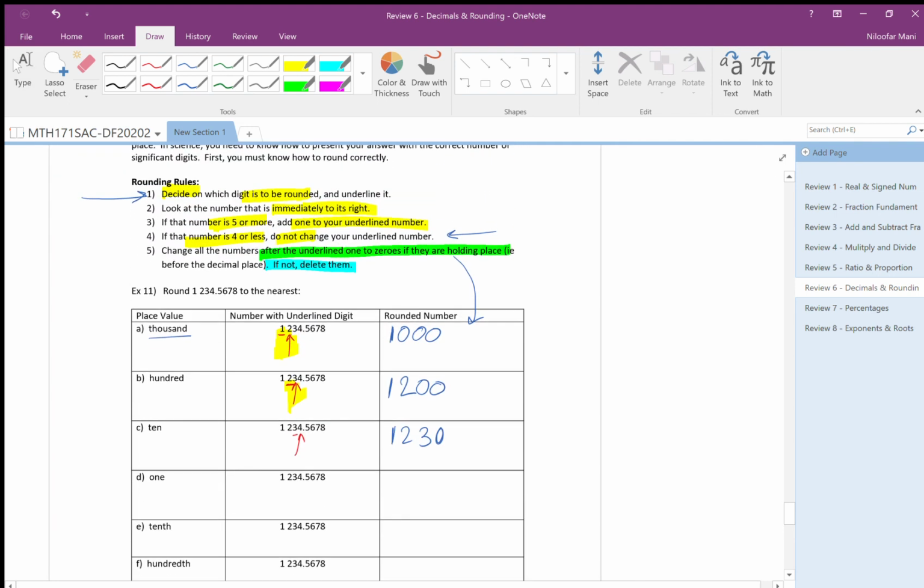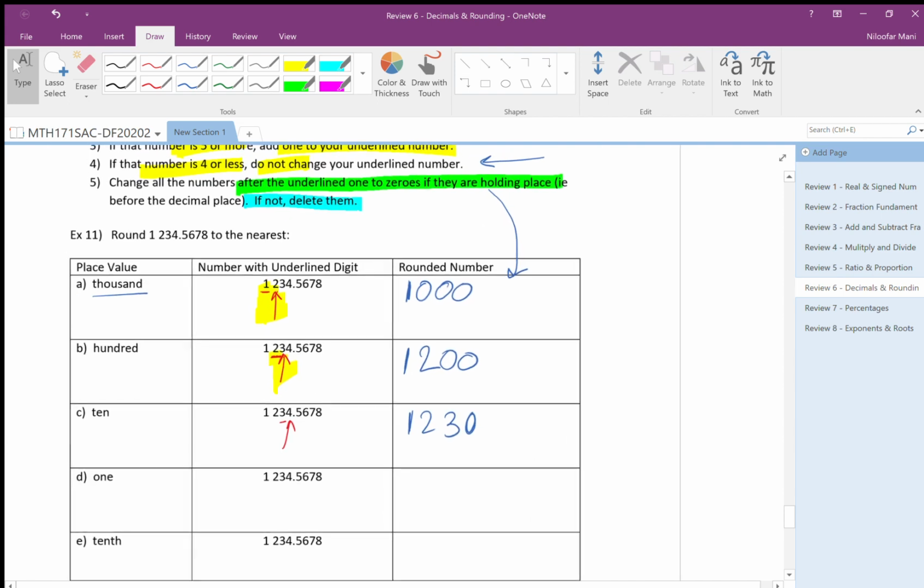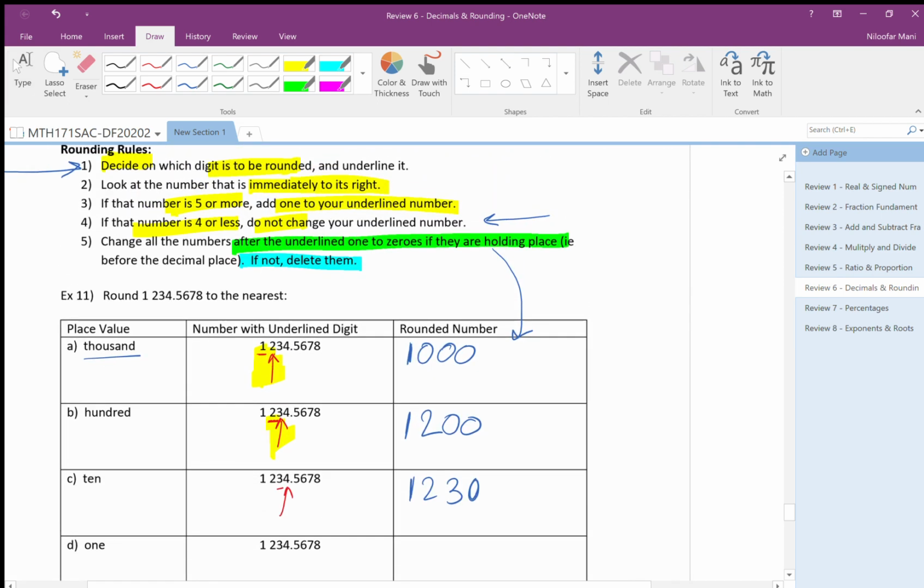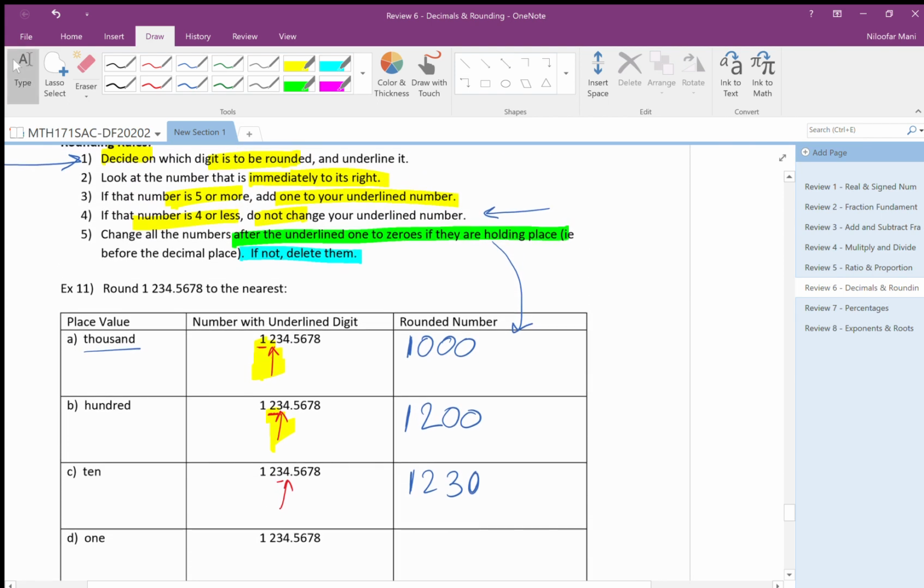So you underline 1. You check the next one. The next one is 5. So you move up. So it's 1, 2, 3, 5. Okay? So you either don't change or you move up.